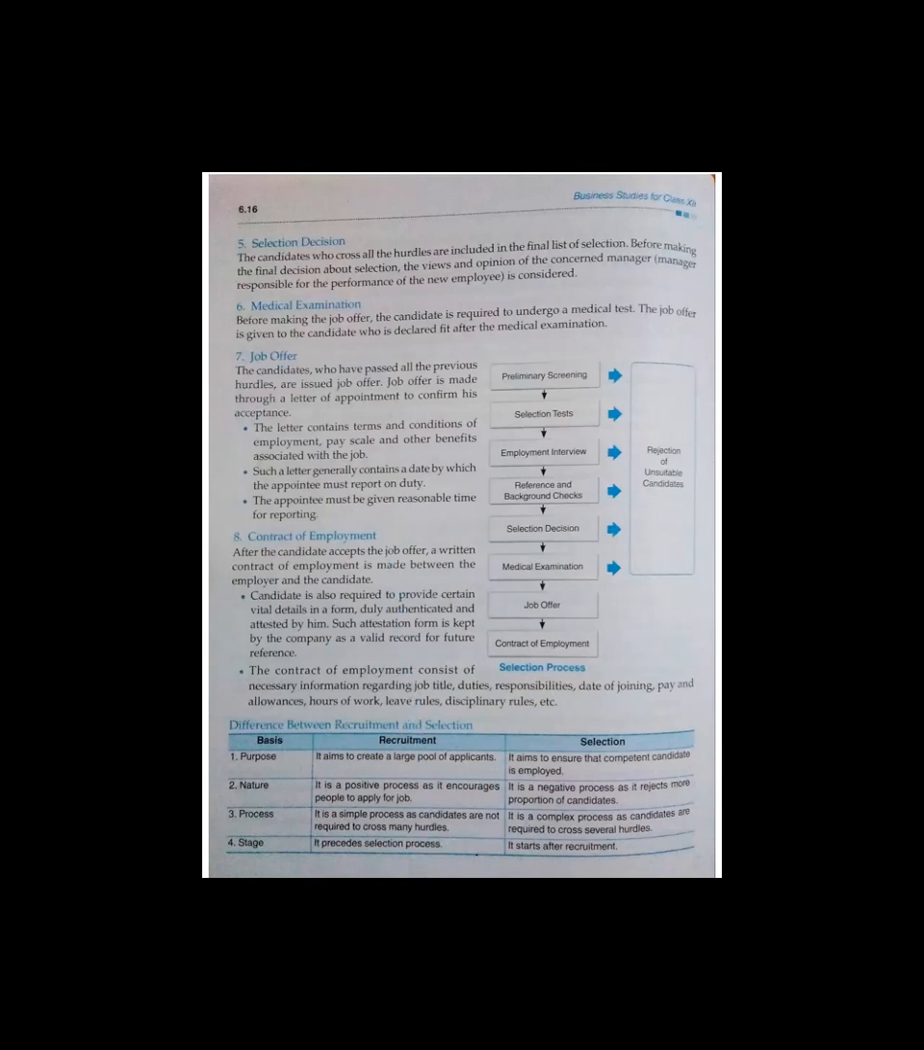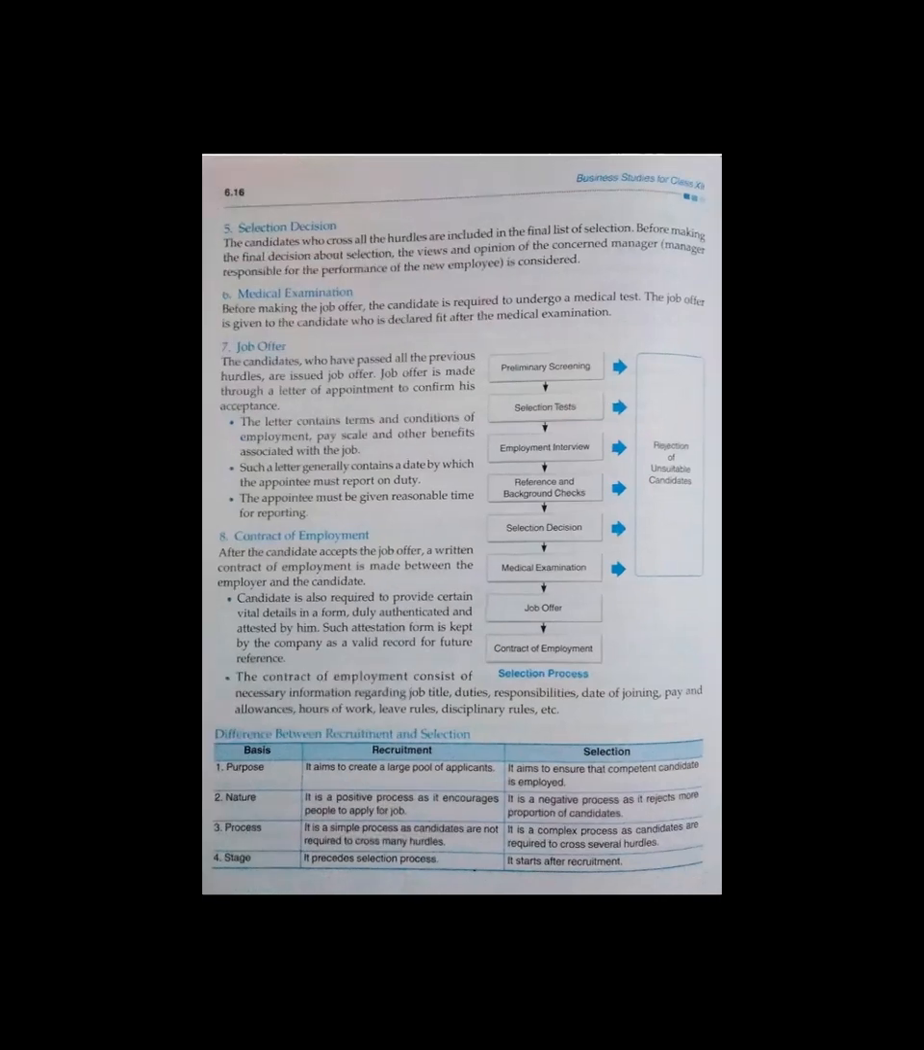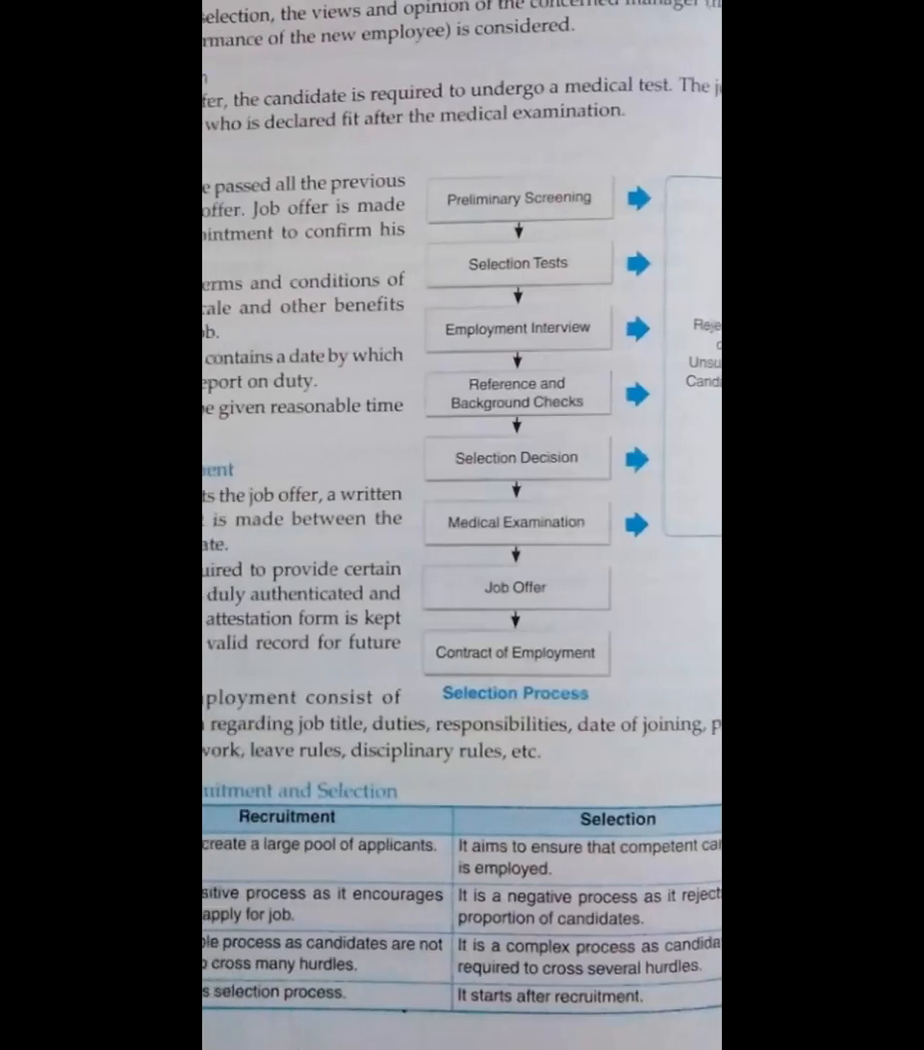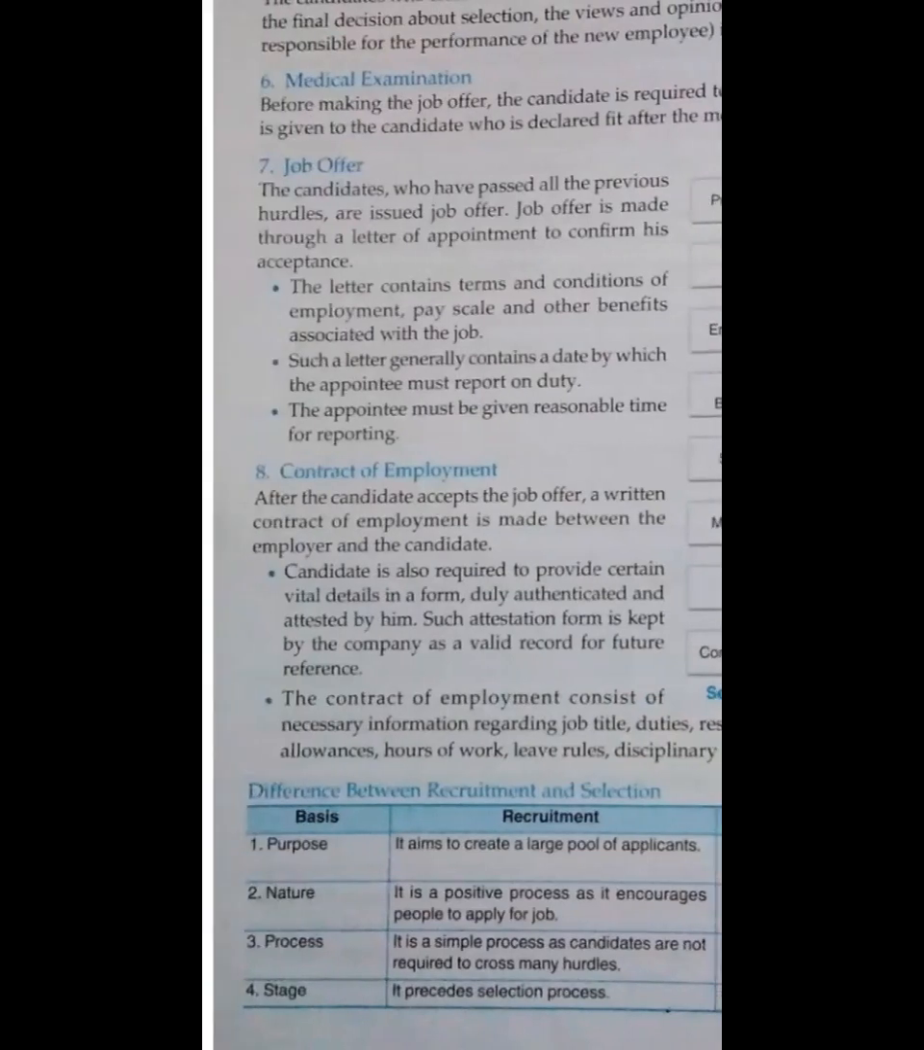And what about selection? It aims to ensure a competent candidate is employed. Okay, a competent and skillful person. He must be skillful. He must be expert in a specific core area. The nature: recruitment is a positive process as it encourages people to apply for jobs. Okay, everyone can apply for the job, so it is positive for everyone, since they are the recruiting pool of candidates.